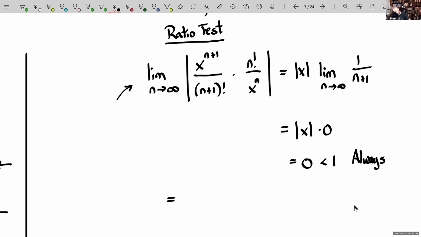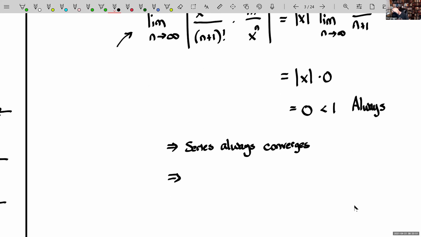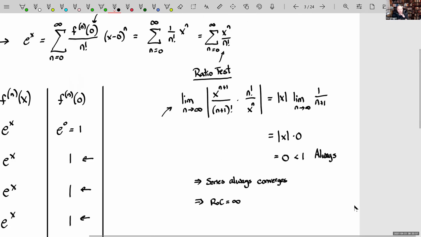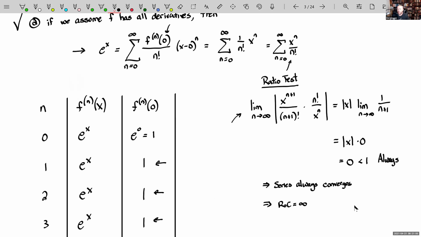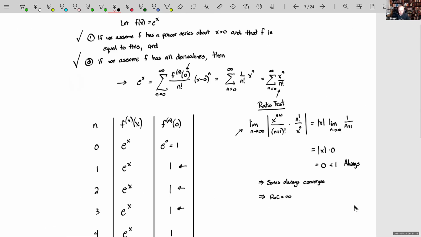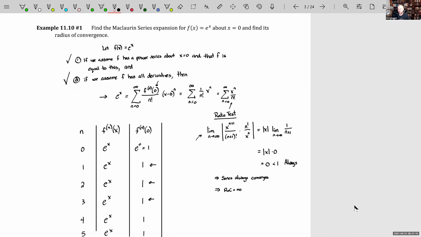Which means the series always converges, technically absolutely. And that implies the radius of convergence is infinite. It converges for any value of x we want to plug in. No matter what we plug in for x, that limit will always be zero. And we know from the ratio test, if the limit is less than one, we have convergence. So very, very cool. It took us a while to get to that e to the x proof, but we did it. Questions on that?